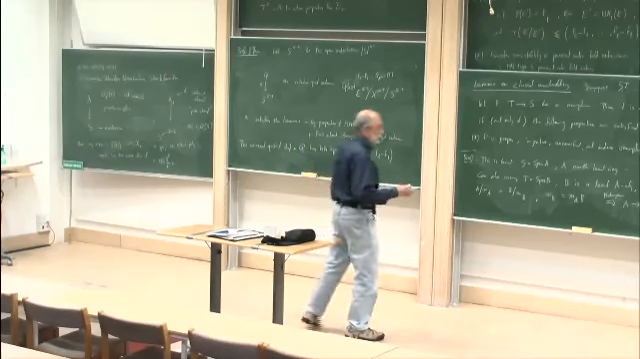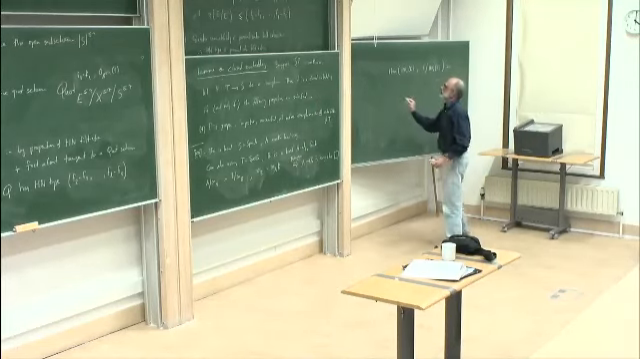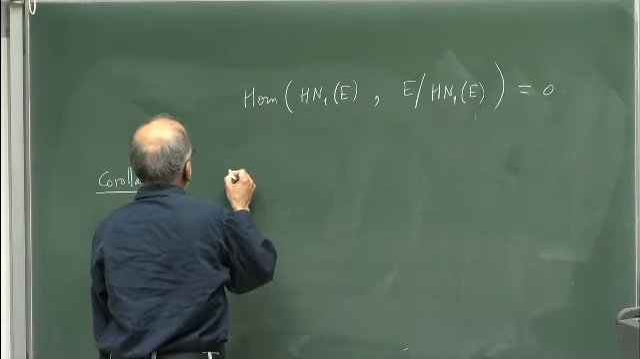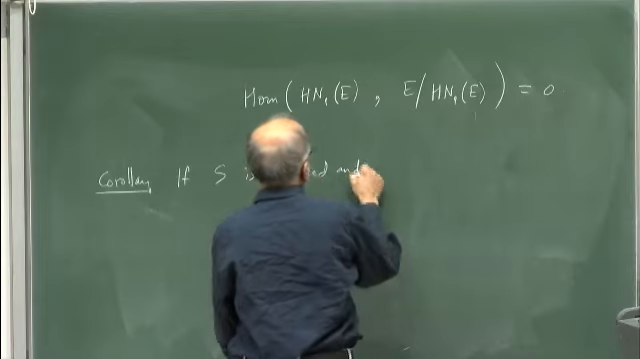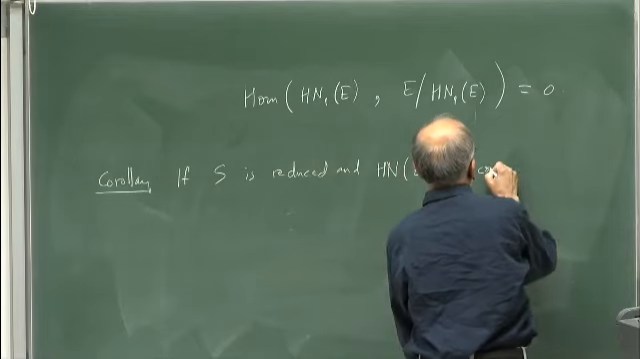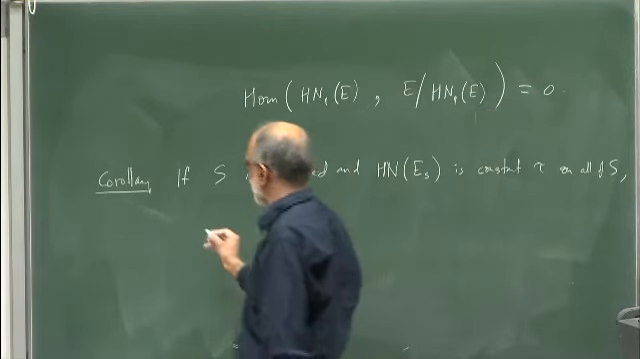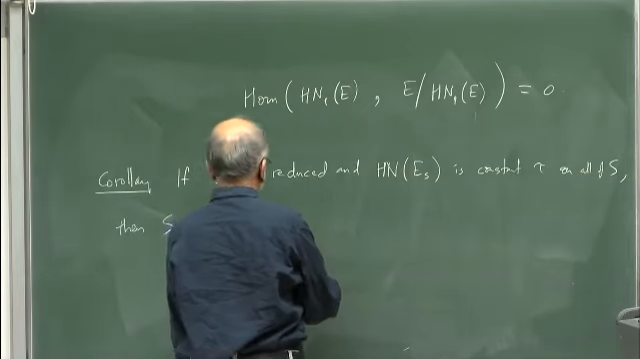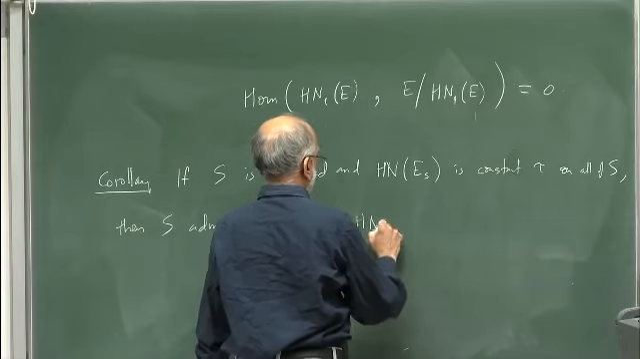So, I will write it there. Corollary. If S is reduced and the Harder-Narasimhan type of E_S is constant, tau, on all of S, then S admits a unique relative Harder-Narasimhan filtration.